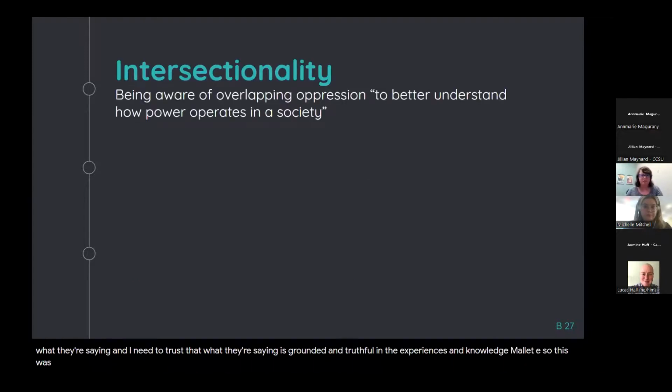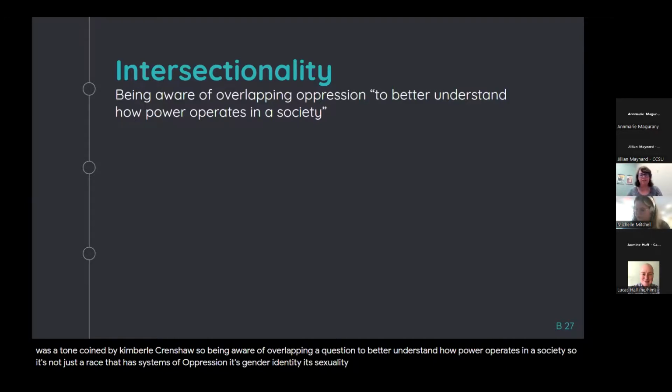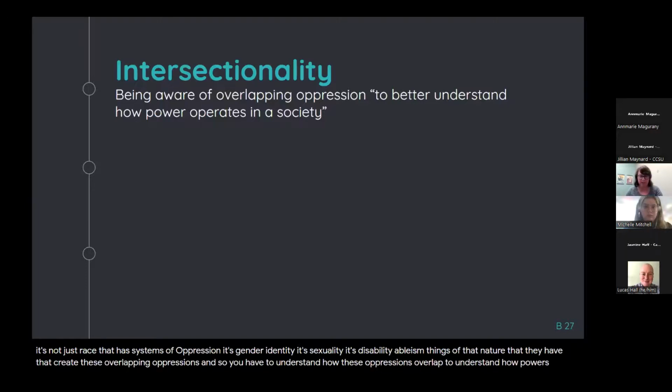Intersectionality, so this was a term coined by Kimberlé Crenshaw. So being aware of overlapping oppression to better understand how power operates in a society. So it's not just race that has systems of oppression, it's gender identity, it's sexuality, it's disability, ableism, things of that nature that create these overlapping oppressions. And so you have to understand how these oppressions overlap to understand how power is at play.